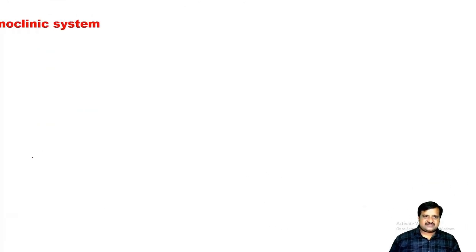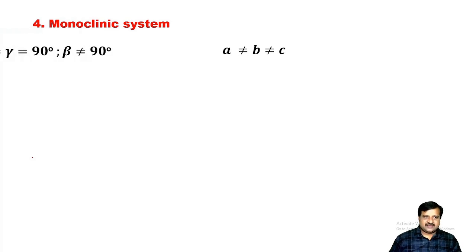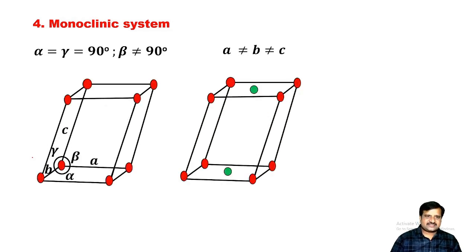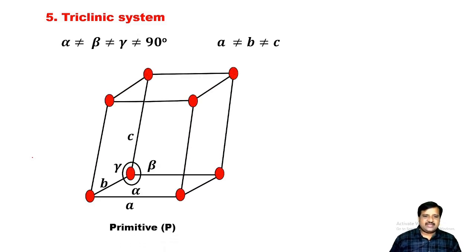And the next crystal system is monoclinic system. For monoclinic system, A not equal to B not equal to C, and alpha, gamma equal 90 degrees and beta not equal to 90. For monoclinic system, the primitive unit cell and the end centered, these two Bravais lattices are possible. The next, fifth one is triclinic system. For triclinic system, A not equal to B not equal to C, and alpha, beta, gamma are not equal to each other and not equal to 90 degrees. For triclinic system, only primitive unit cell is possible. So triclinic system has 1 Bravais lattice.